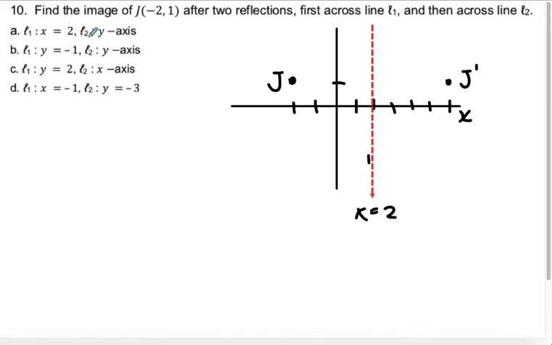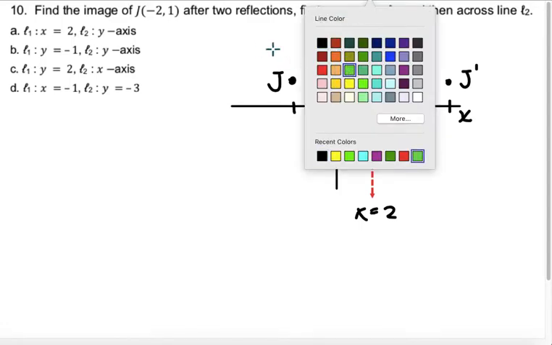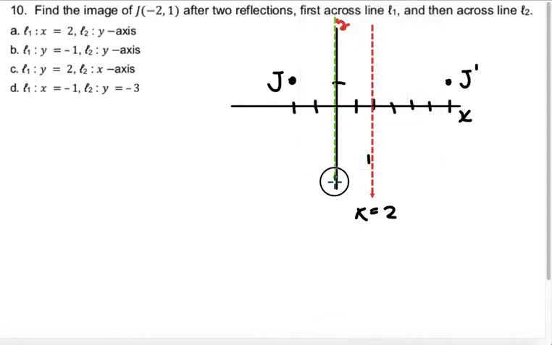Now it wants you to reflect it over the y-axis. This is the y-axis right over here. So let's draw another line, and let's make it green this time. Now we want this J prime to go over the y-axis. Again, you count how many units it is away from the y-axis.